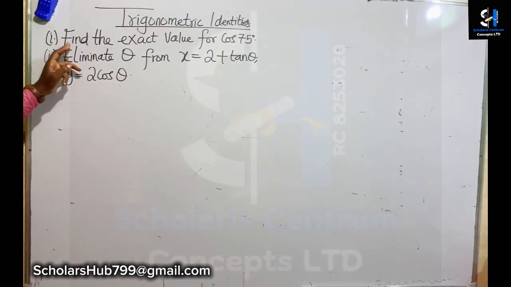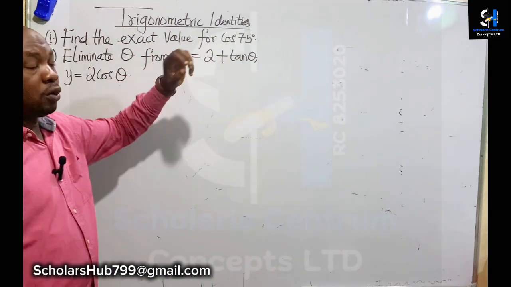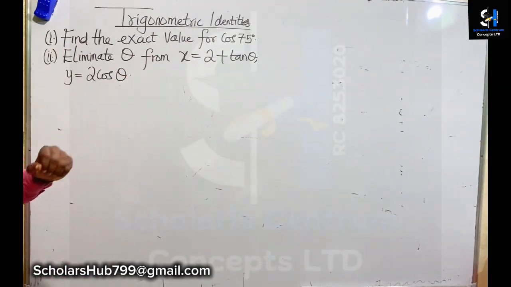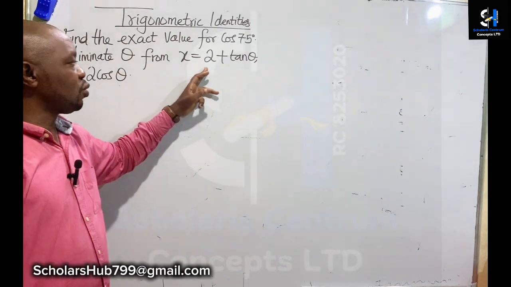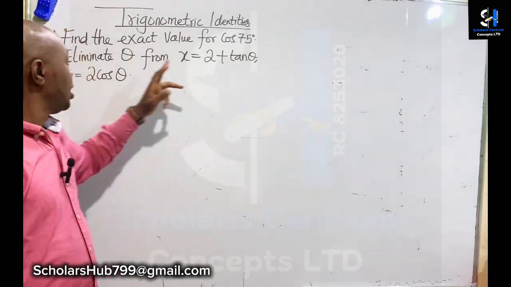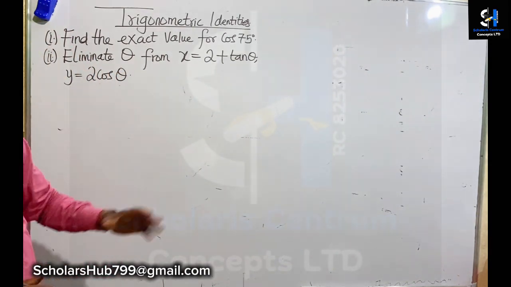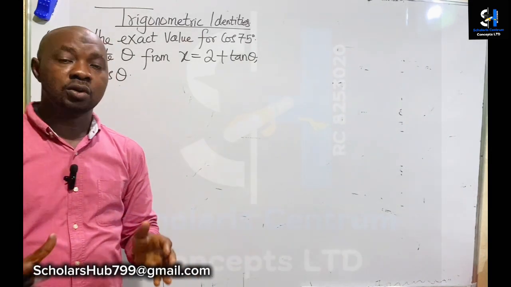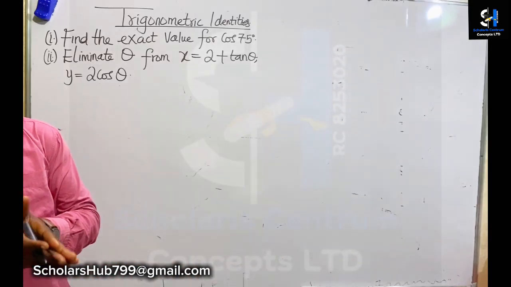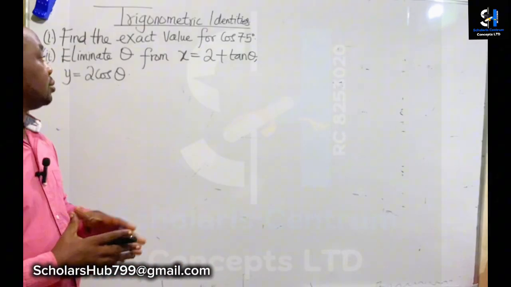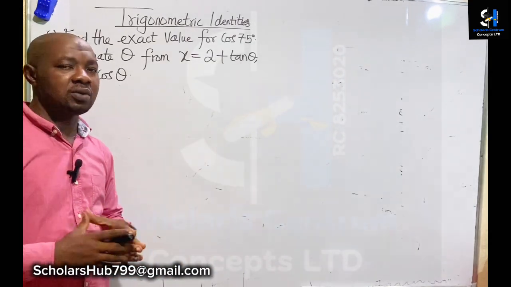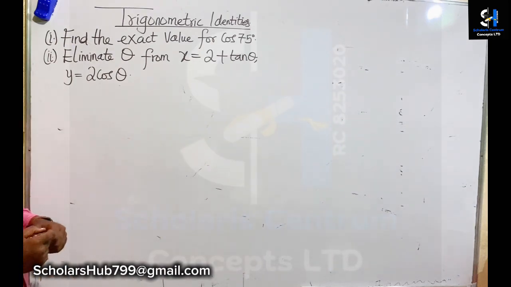The first question reads: find the exact value for cos 75 degrees. Then Roman numeral 2: eliminate theta from x equals 2 plus tan theta, y equals 2 cos theta. This is more like a parametric equation, but the question asks us to get rid of theta from the two equations, and let's see how that can be done. All right, so find the exact value for cos 75 degrees.